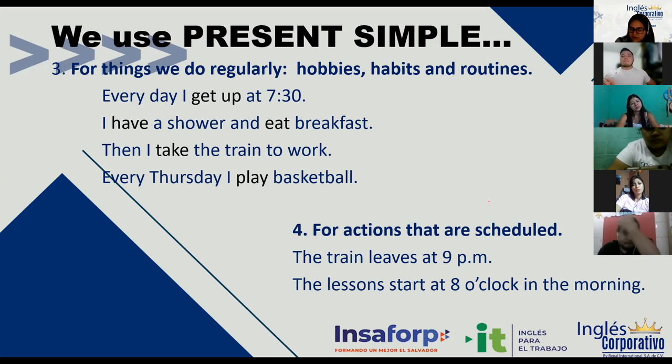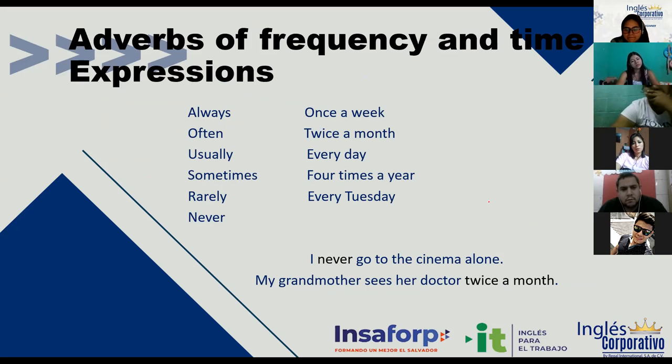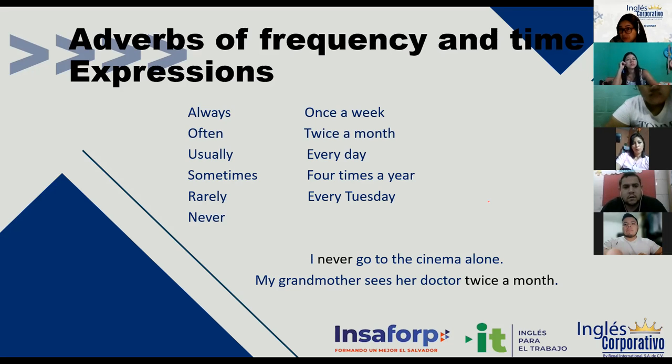Now, let's go to the next. What are the adverbs of frequency that we use when we're talking about the present? What are the adverbs of frequency? Check. Always, often, usually, sometimes, rarely, never. Remember a clue. If you see any of these words, your sentence cannot be in present continuous. It has to be in present simple, right?